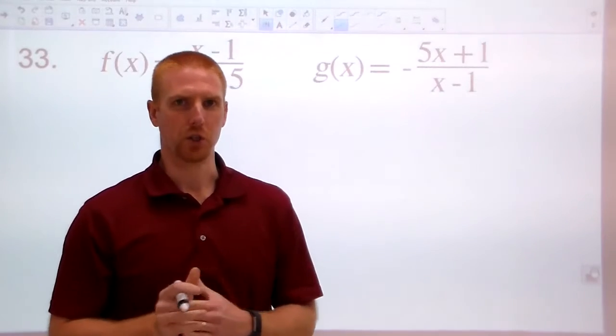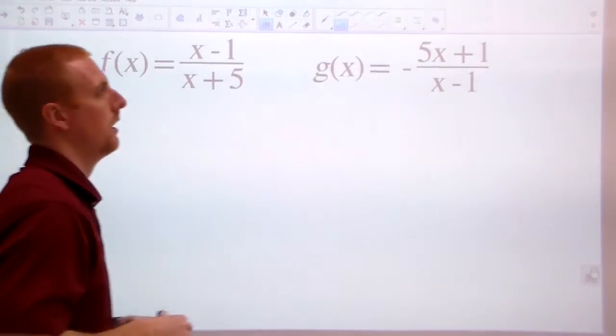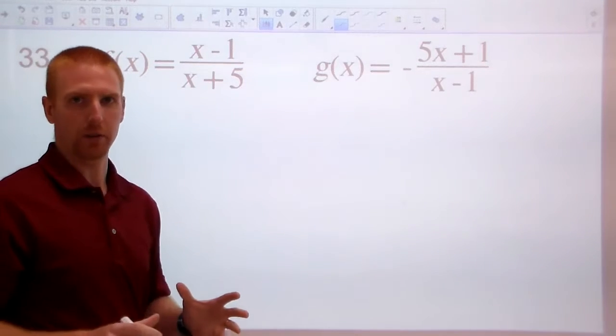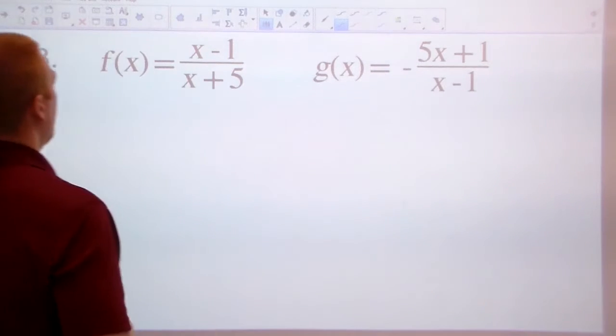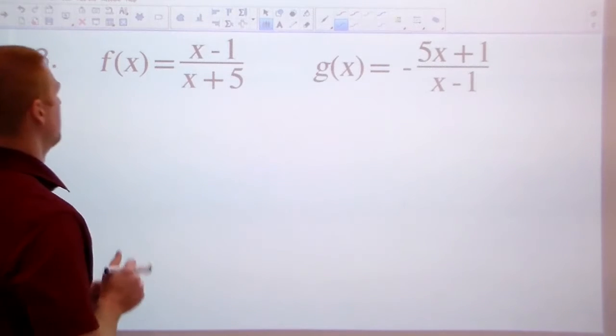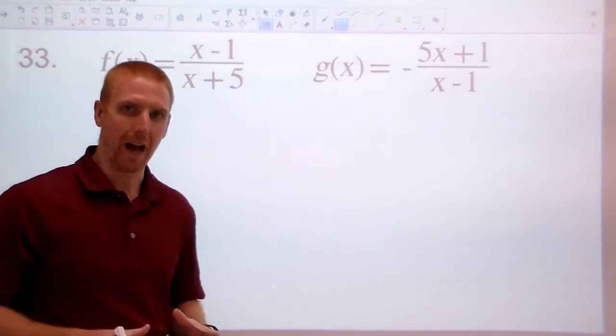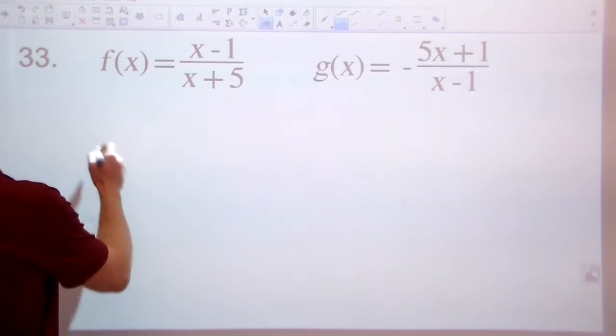On 33, we're supposed to show that these two are inverses of each other. We've done it a few other ways. I won't focus on the algebra. I feel like the graphing, you could probably handle, the table will be okay. The algebra is where most of the questions end up happening. So the go-to method of algebra is just switch x and y.